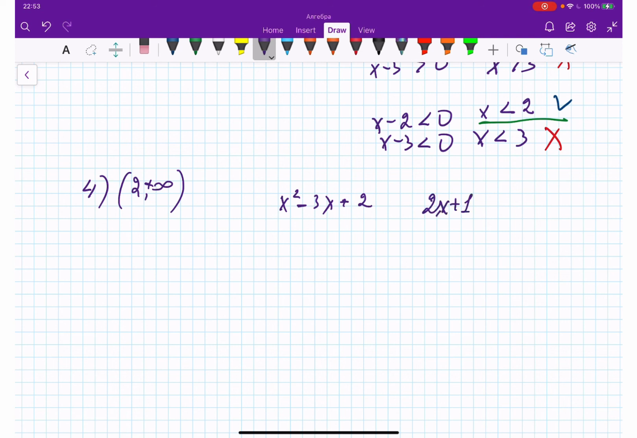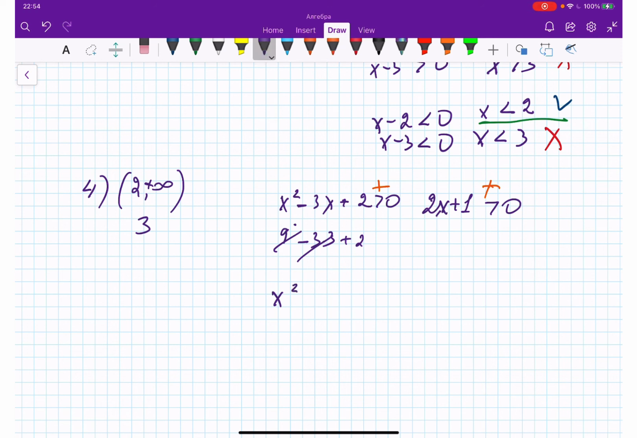Between 2 and infinity, I'm taking 3. This is going to be 9, 3 squared, minus 3 times 3 is 9, so it will be gone, right? Plus 2, so we are getting here positive, greater than 0. And 2x plus 1, if I take 3, it's going to be positive anyway. So this is positive, this is positive, which means we are adding them up.